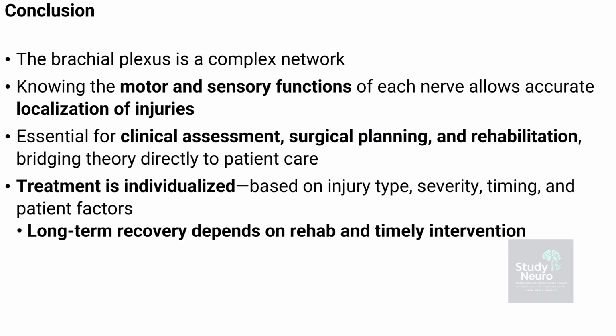In summary, the brachial plexus is a complex network, but a solid understanding of its motor and sensory functions allows clinicians to localize injuries with confidence. This forms the foundation for accurate diagnosis, thoughtful surgical planning, and effective rehabilitation, directly linking anatomy to patient care. Treatment is always tailored to the individual, taking into account the type and severity of injury, timing, and patient factors. Ultimately, successful recovery depends on early recognition, appropriate intervention, and sustained rehabilitation over time.